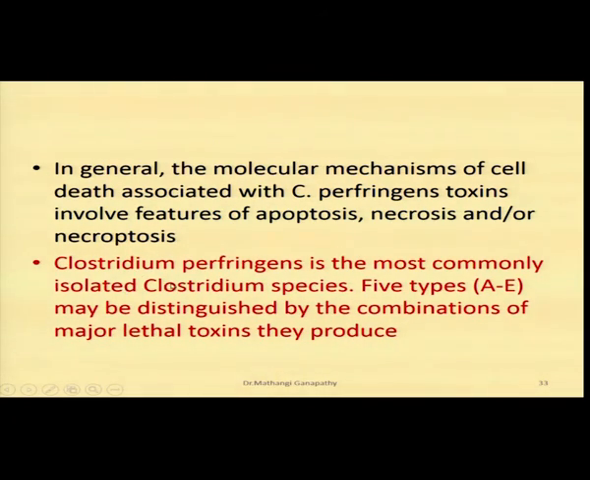Perfringens is the most commonly isolated Clostridium species, and 5 types, A to E, may be distinguished based on the production of the major lethal toxins. Like we indicated before, you have the 5 types, all secreted by Clostridium perfringens.